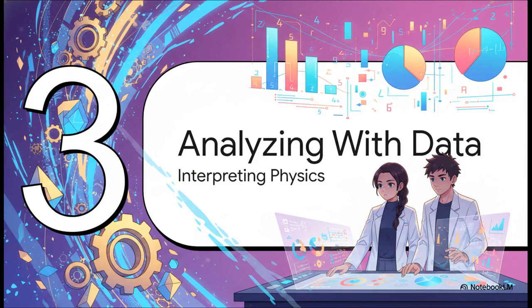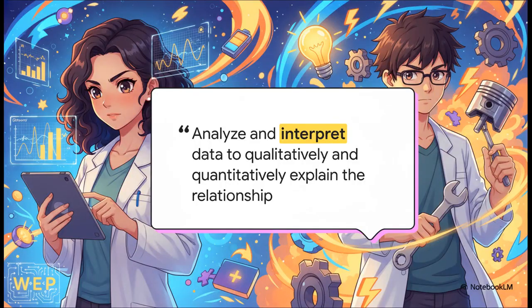Which brings us to Section 3, Analyzing Physics with Data. Standard PS.PHY.6 brings the whole shebang together. It demands that we interpret hard data to prove those relationships we talked about back in Section 1. Notice how the text loops entirely back around to work, power, and energy. But now it adds the heavy lifting. We have to analyze and interpret the data, and we've got to do it both qualitatively and quantitatively.